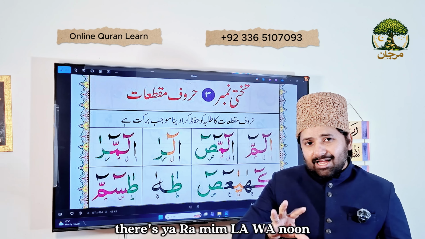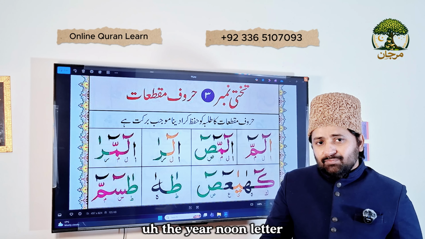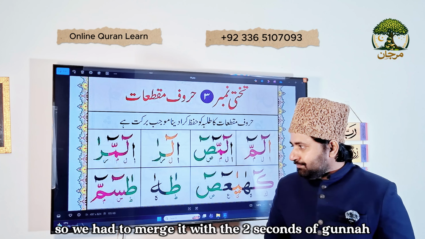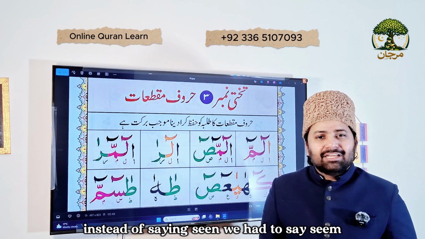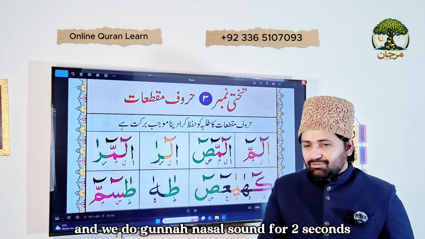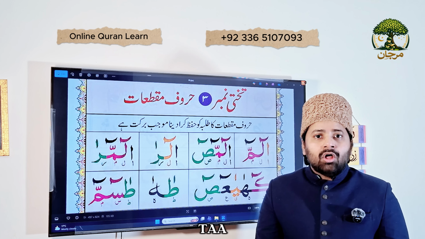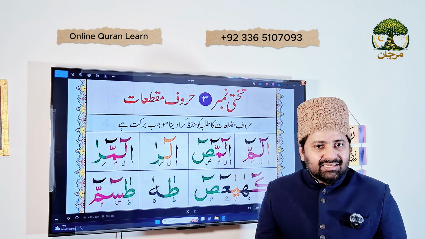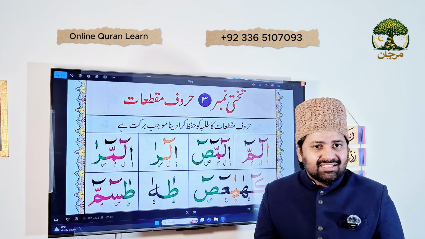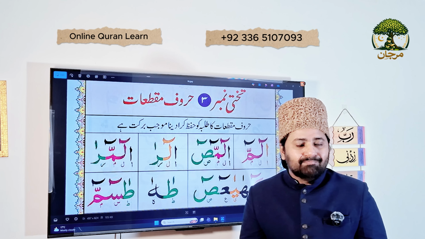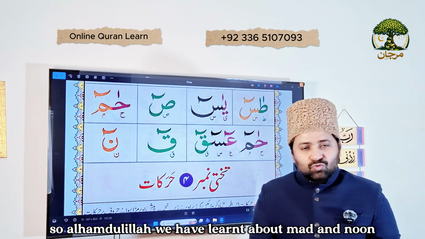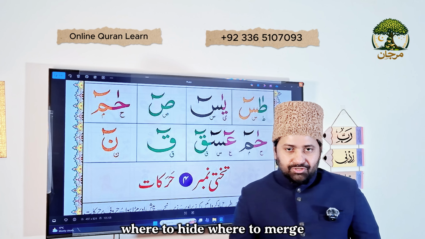And after noon, there is mim, one of the yarmalun letters. So we have to merge it with 2 seconds of ghunna. Instead of saying a clear noon, we merge it into mim, and we do ghunna nasal sound for 2 seconds. Let's read again. Ta, sin, mim, mim. So alhamdulillah, we have learned about mad and noon, where to hide, where to merge.